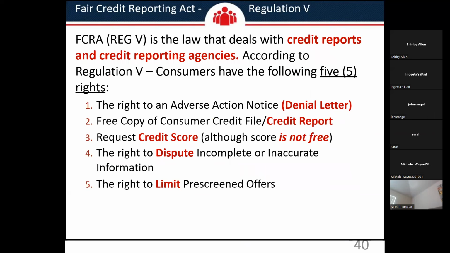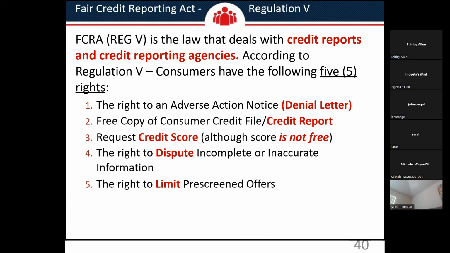Fair Credit Reporting Act, Regulation B. It's all a part of TILA. Everything involved in this is now amended onto the TILA law. It's the law that deals with credit reports and credit reporting agencies: Equifax, Experian, TransUnion. According to Regulation B, TILA, consumers have the following 5 rights.